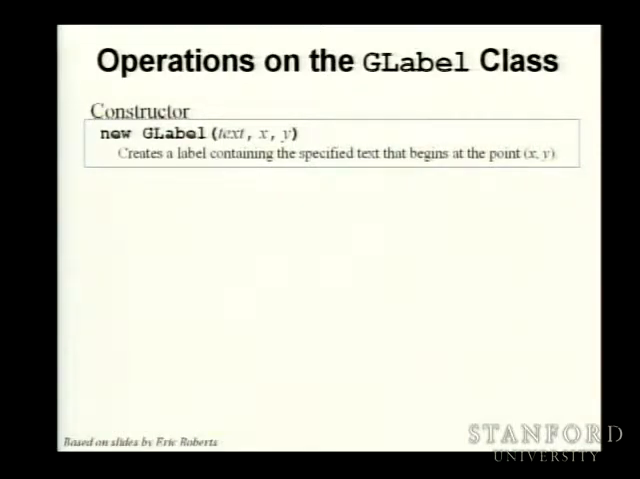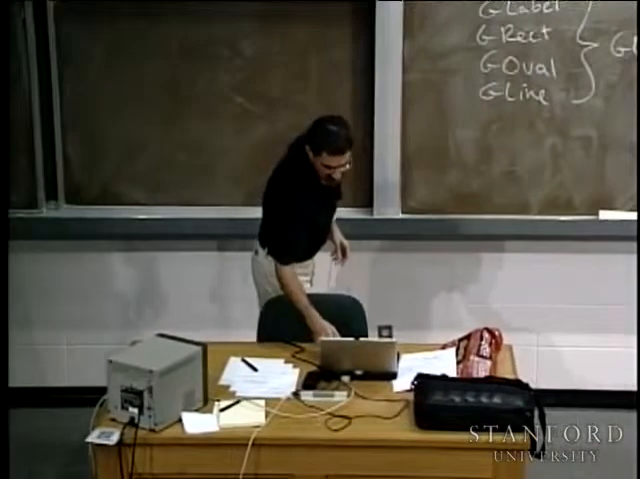Okay? What the constructor says is, hey, I want a new one of these guys. So I use the word new, and then I specify the constructor. The constructor is the name of the class of which you're going to get a new object, and then some initial parameters. So the initial parameters for a GLabel, for example, could be what you just saw, the text that you want to display and its initial x and y coordinate. Okay? There are some other ones.